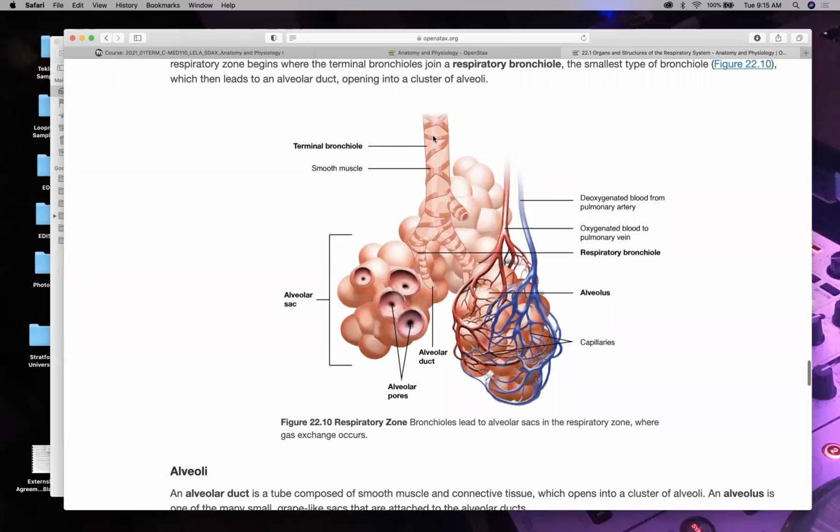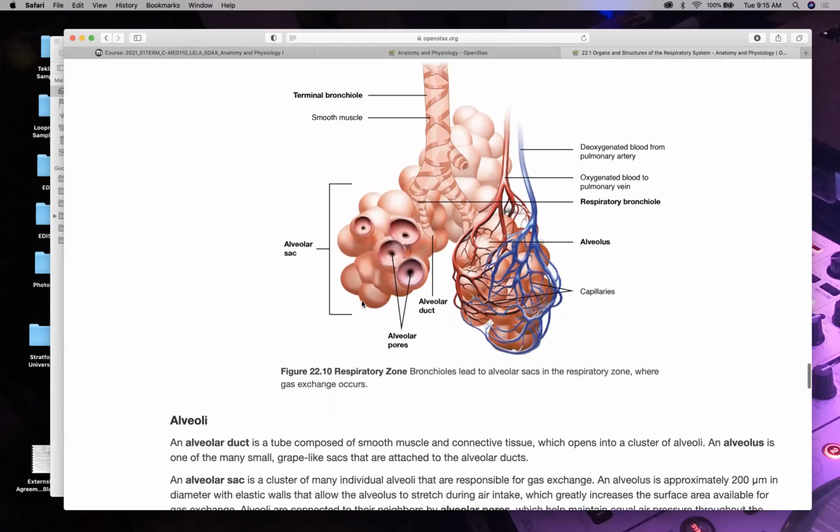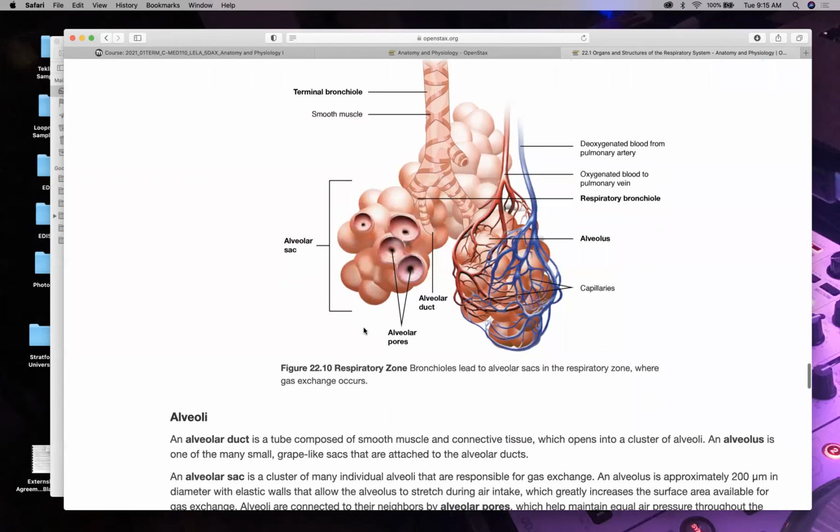All right, so the terminal bronchiole, all the way at the end, you'll see it has a lot of smooth muscle, and that controls the lumen, or the diameter, of these bronchioles. At the very end, they have these sacs that look like grapes, hence the term alveoli.